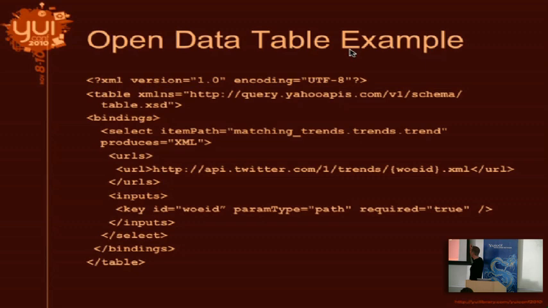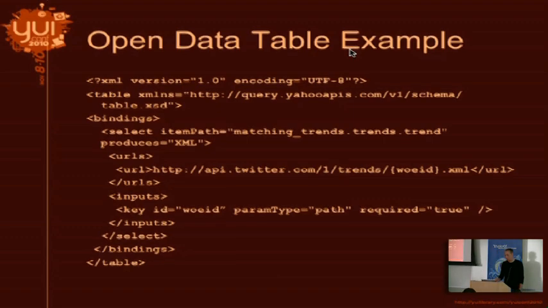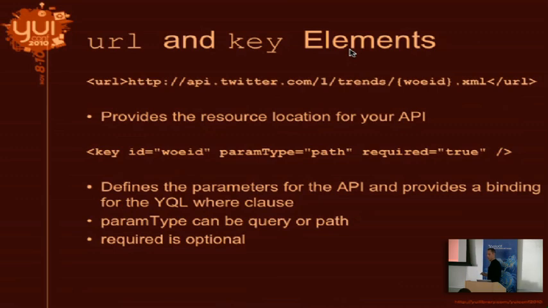We can see that the schema document that I talked about is being imported. That gives the structure of the XML. And then we also have a few things that are specific to the Twitter API, two of which we're going to talk about in the next slide. So I want to focus on two elements. The URL element is the basis for calling an API. It tells YQL where to go when you're calling this API. You can see the URL for the Twitter API up there, and we can see this one little curly-braced WoID thing at the end.